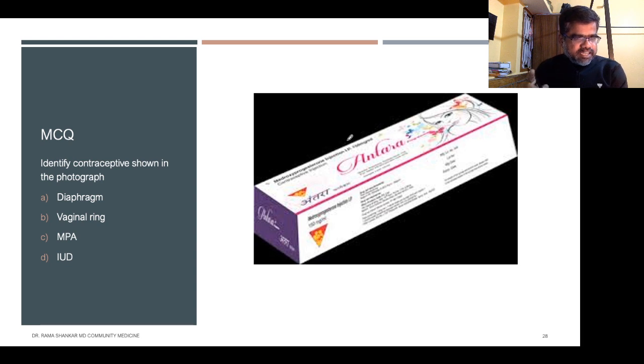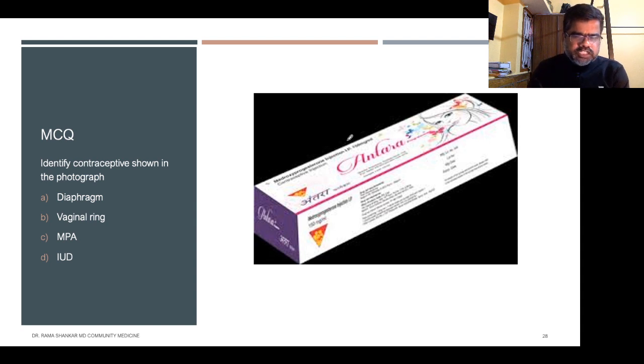What is it? A diaphragm, a vaginal ring, an IUD, or MPA? Shahrukh is saying it is injectable. Yes, it is injectable. Injectable means it is MPA. It is also written, I can see with my specs, medroxyprogesterone acetate.